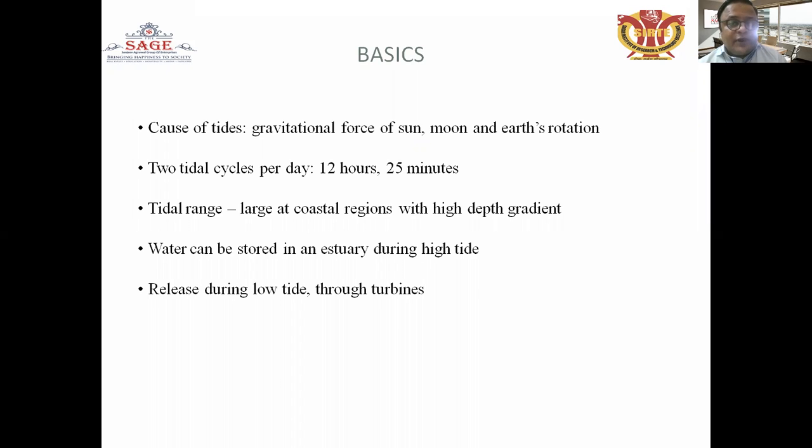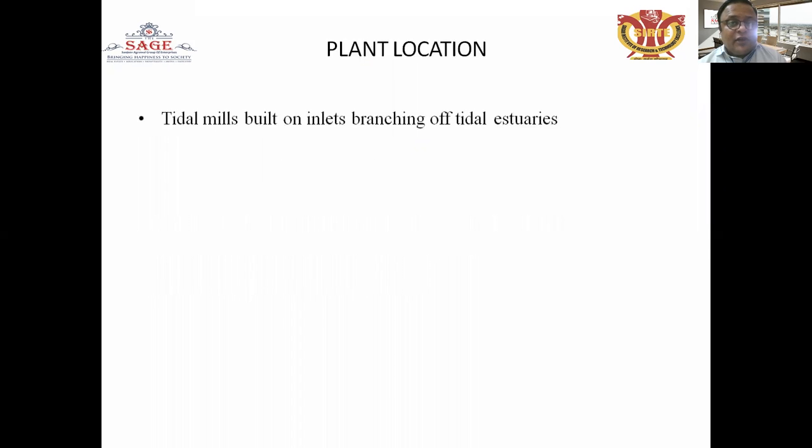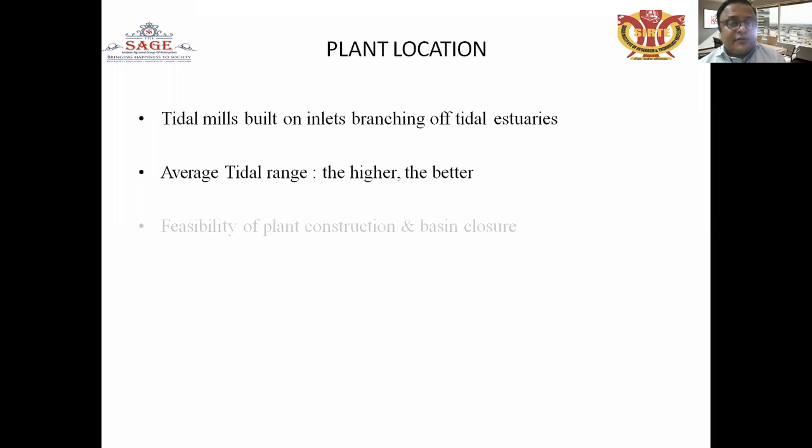There are 2 tidal cycles per day, each of 12 hours 25 minutes. The tidal range is large at coastal regions with a high depth gradient. Water can be stored in the estuary during high tide and released during low tide through the turbines. Plant location: tidal mills are built in the inlets branching off the tidal estuaries. The average tidal range: the higher, the better.